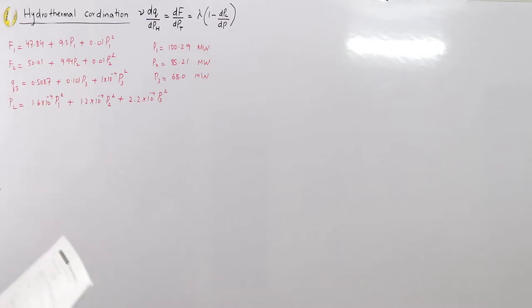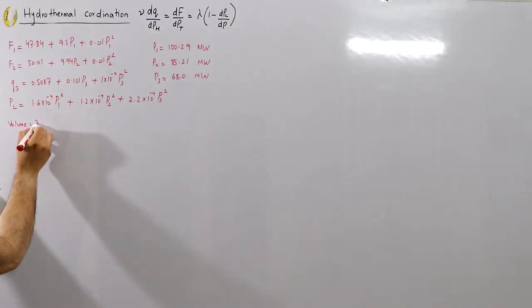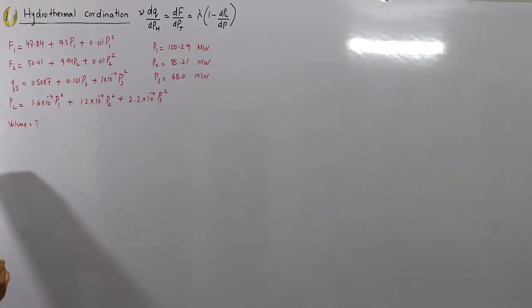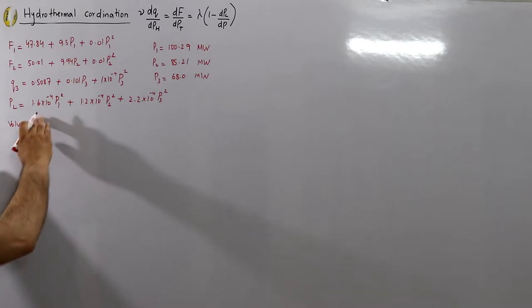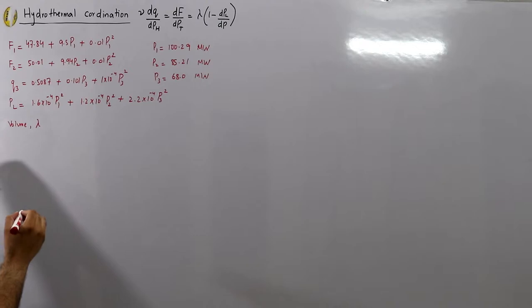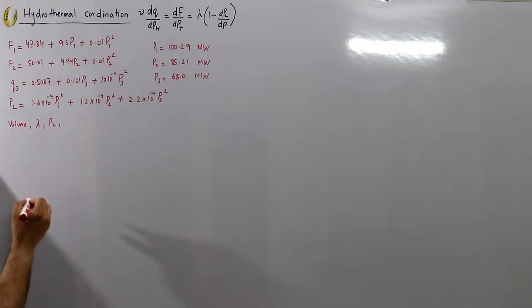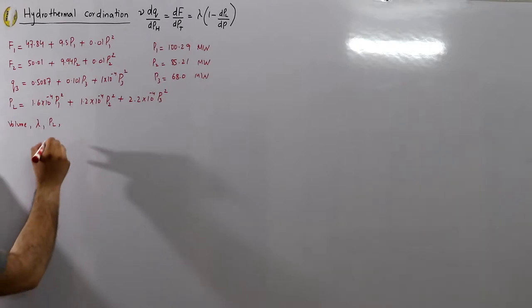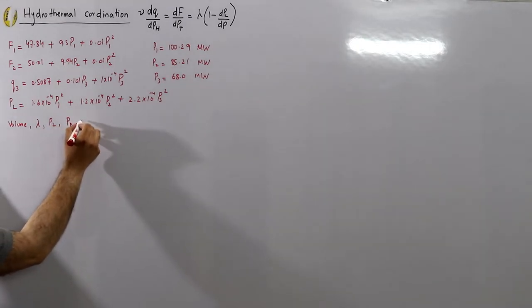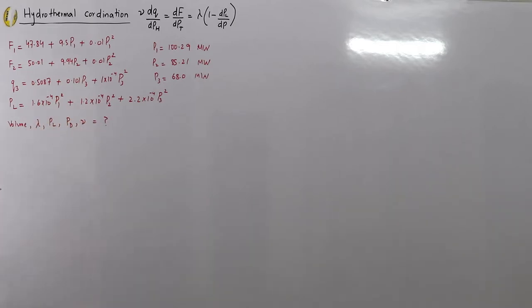Next, calculate the volume of the water available over the 24-hour period of time. The volume is unknown. The system incremental cost of power, which means lambda, the total system losses, which means PL, the system power demand PD, and the water conversion coefficient. All of these are unknown.